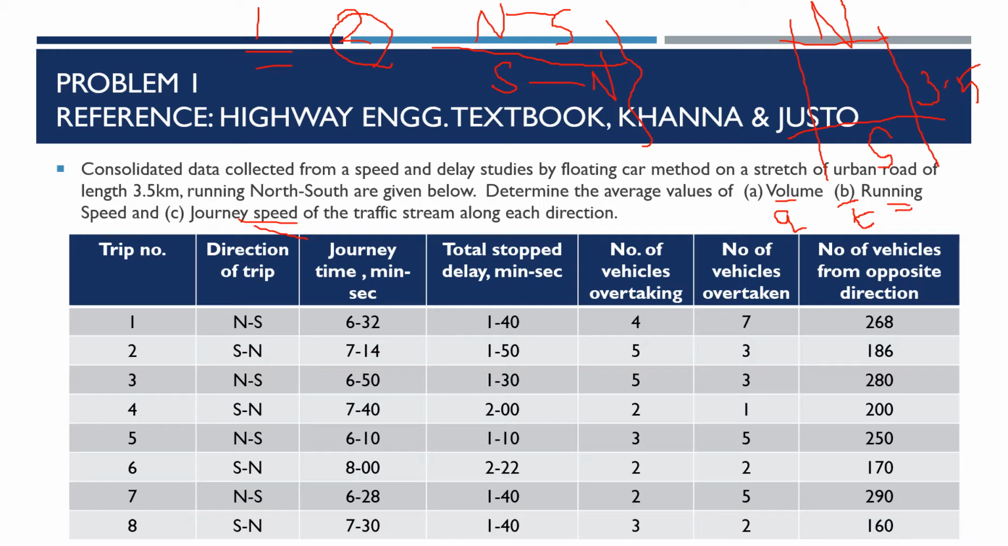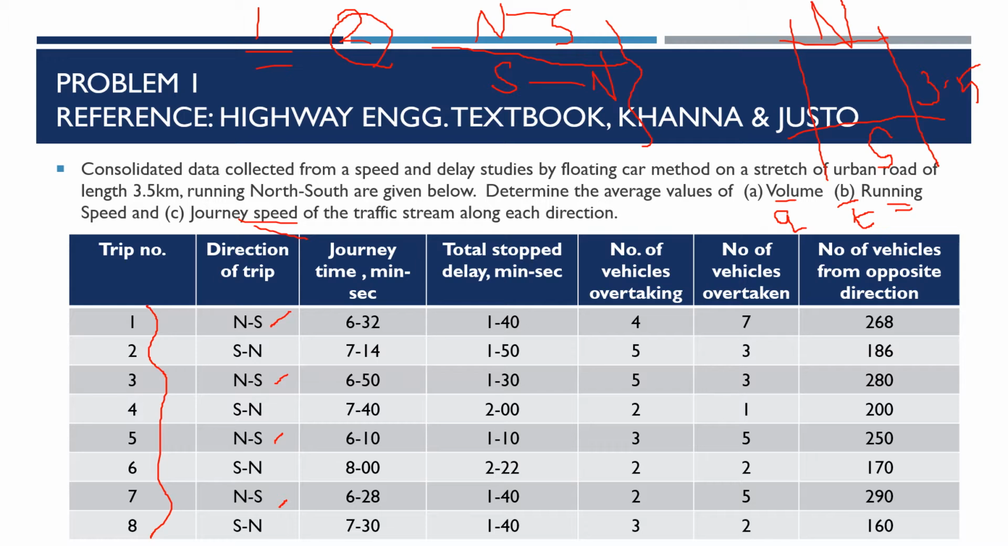Alright, so let's look into the data provided for each direction of trip. First, you need to understand that they have made 8 trips. That means 4 round trips. Each trial has been repeated 4 times. 4 round trips have been made, which results in 8 trips. Each direction is given, so we need to first segregate the data direction-wise. So we have data for 4 north-south trips and 4 south-north trips.